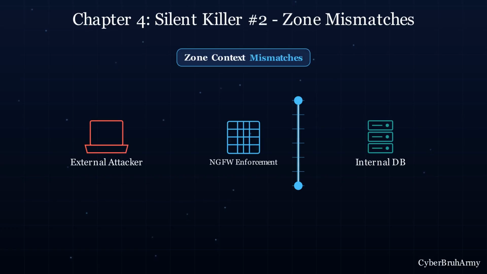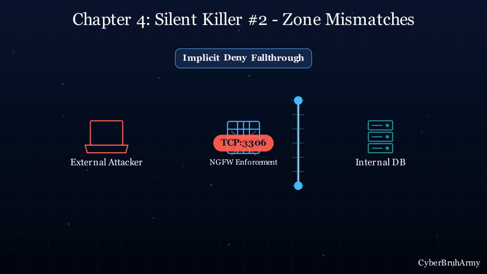Another common misconfiguration is a zone mismatch. Administrators write rules targeting the wrong interface or source zone, leading to unintended packet drops. Because the incoming packet's physical interface does not match the rule zone criteria, the policy engine skips the rule entirely, falling through to the implicit drop.